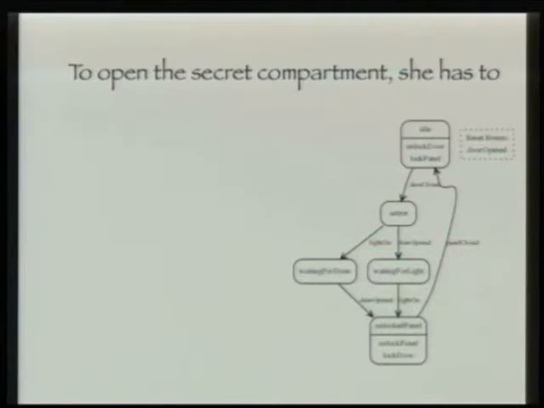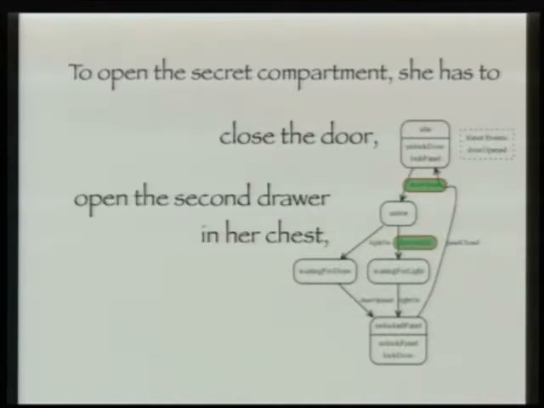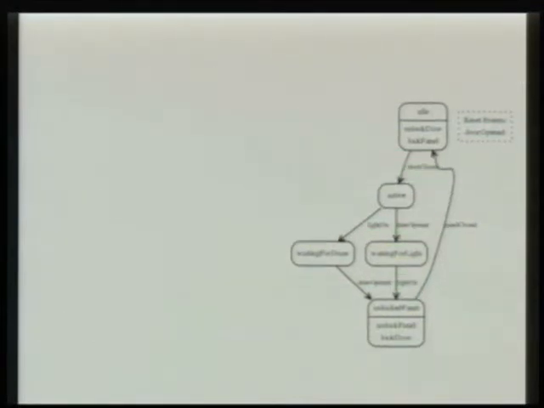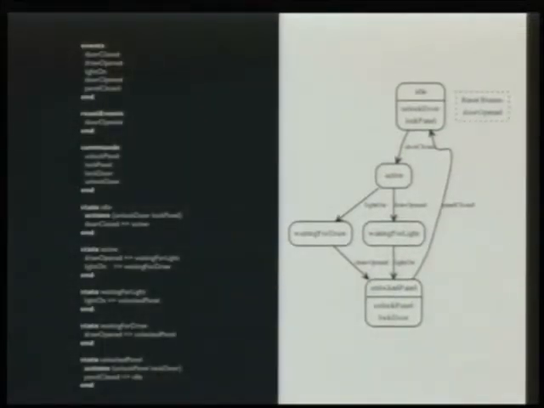And she wants it to only open after she has closed the door in her bedroom, opened a second drawer in her chest, then turned the bed light on. And only then the secret panel should open. Okay? So that's the idea. And you have hundreds of these customers, and everybody wants to have a different system. So you need a nice, concise notation to define these systems. So Martin Fowler came up with this language.